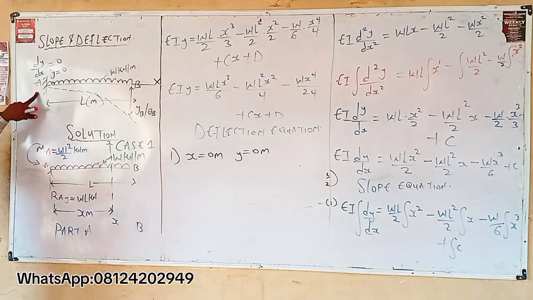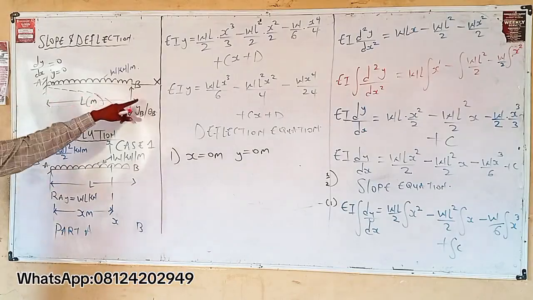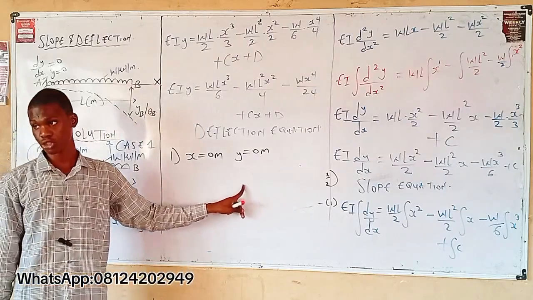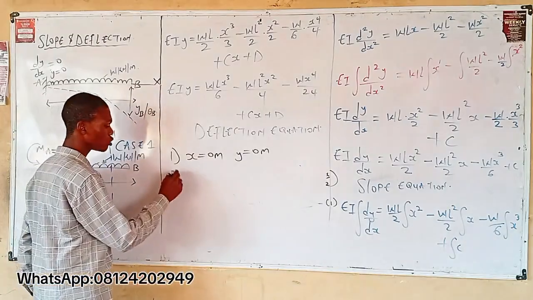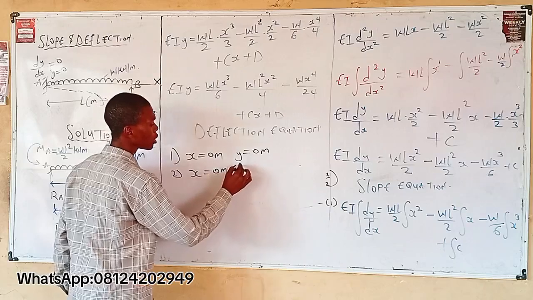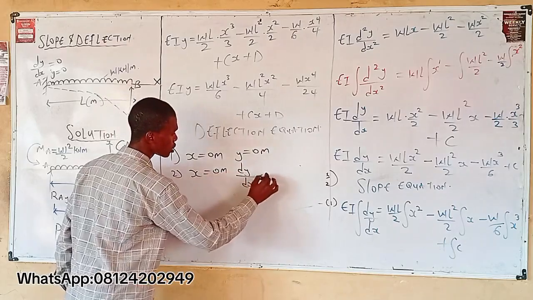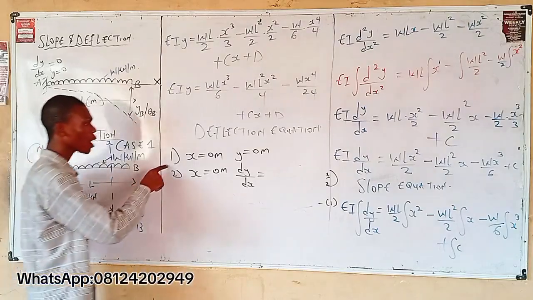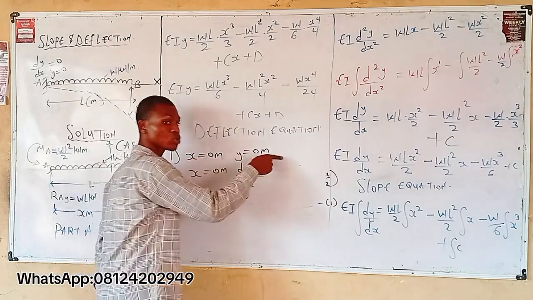At x, now check here. When you are taking boundary conditions A and B, at point A, what's the value of x? 0. What's the value of y? 0. That becomes your first boundary condition. Number 2 boundary condition: at x equals 0 meter, what is dy over dx, the slope? Number 1, when x equals 0 meter, y is equals to 0 meter.